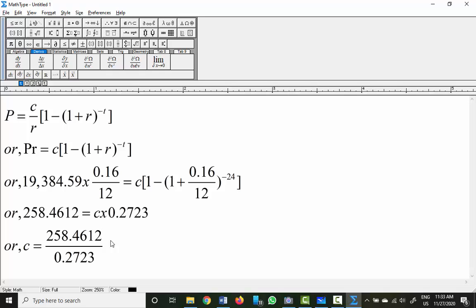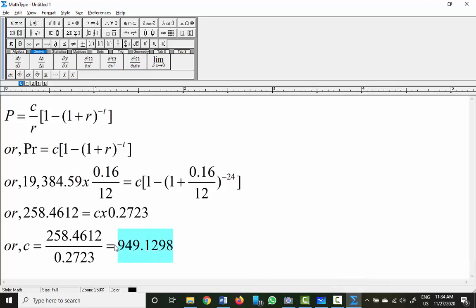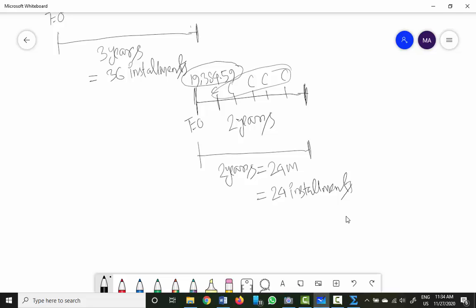So which means 258.4612 divided by answer button. So that means 949.1298. So this will be the monthly installment. That means she needs to pay 949 taka at the end of every month for the remaining 2 years to pay off the loan. So that means this C amount.